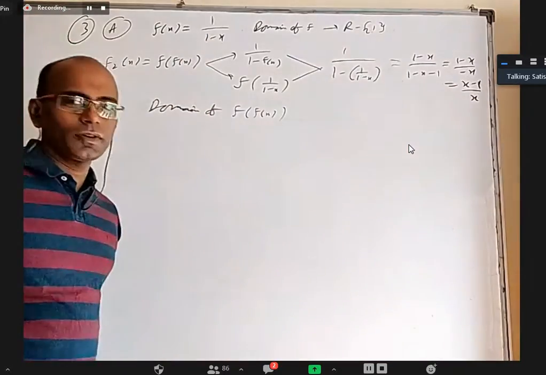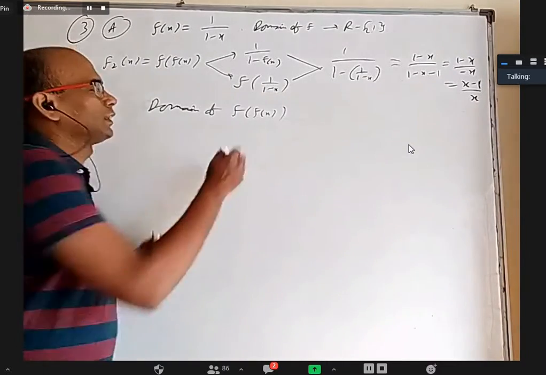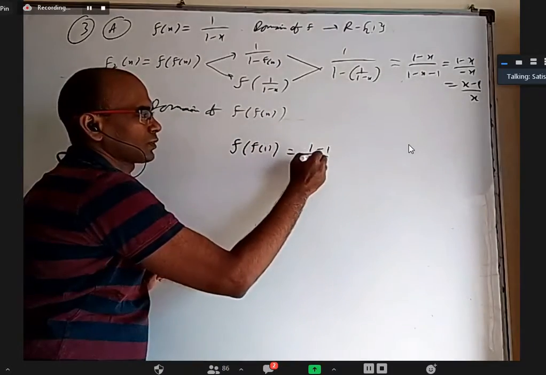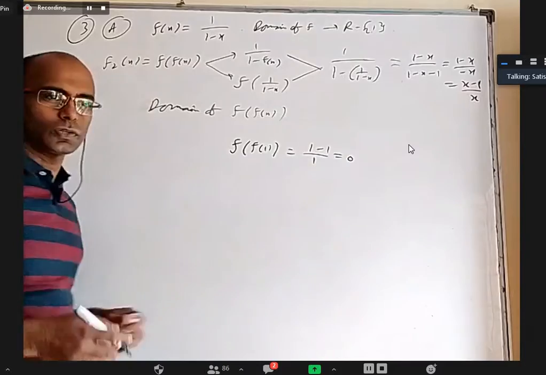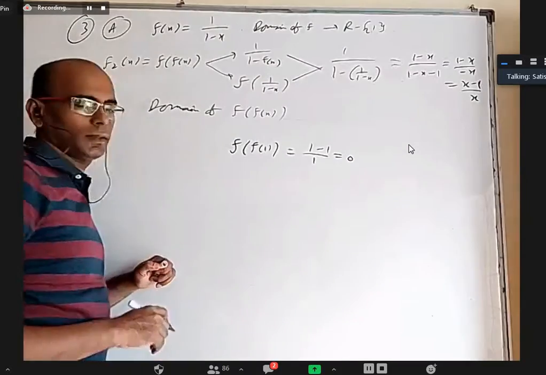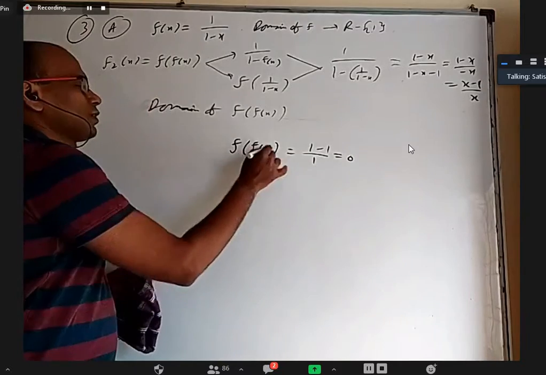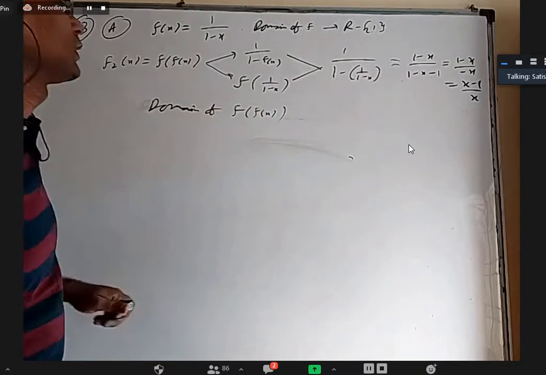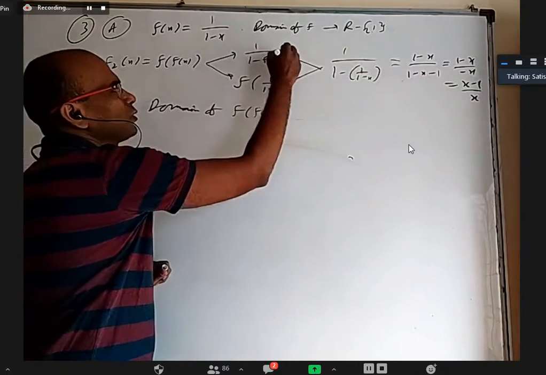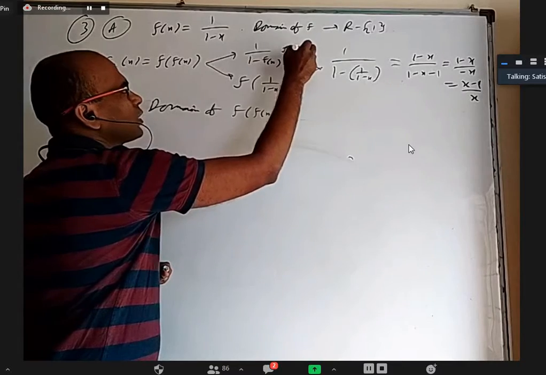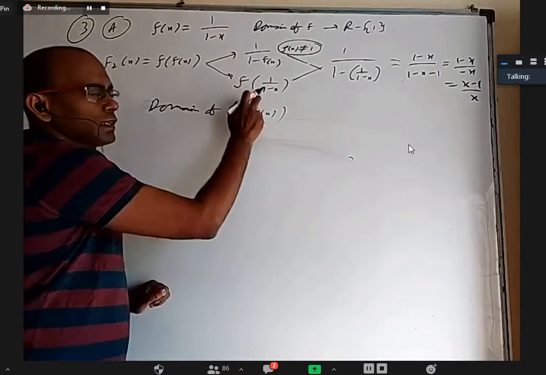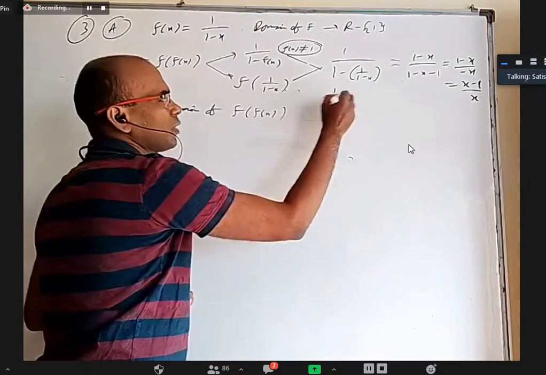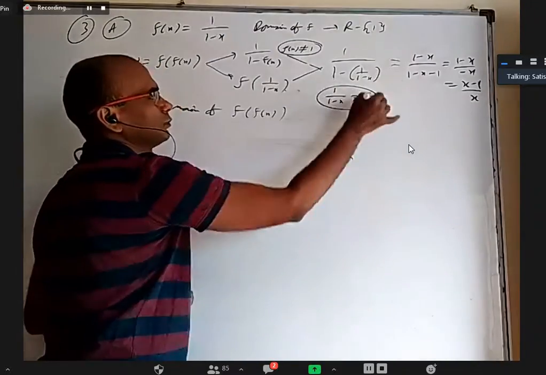No, they're right. f2 of this, at 1 also it is not defined. Why, sir? Somebody puts f of 1 in this, 1 minus 1 by 1, and will get 0. Everything looks nice, but there's a problem. f of 1 is not defined. In this step itself, if you want to put f of x here, we know f of x should not be 1. In this, if you want to put 1 by 1 minus x here, 1 by 1 minus x should not be 1.